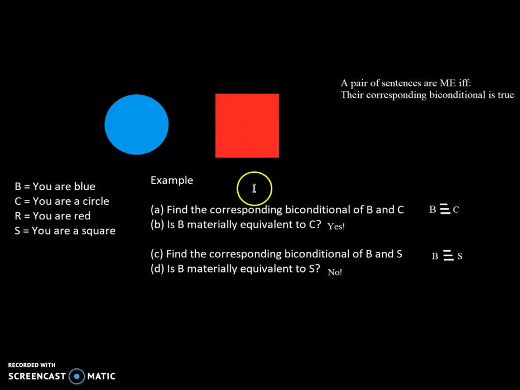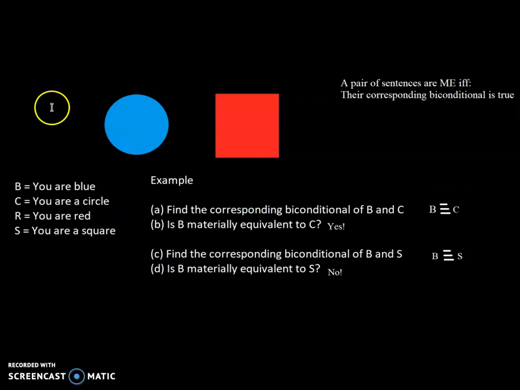They're materially equivalent, okay? So the corresponding biconditional of B and C, of these two propositions, is B if and only if C, right? And that just says if you are blue, then you're a circle, and if you're a circle, then you're blue, the left to right and the right to left directions. And notice that with respect to this very narrowly circumscribed world, that's true, right? If you're blue, then you're a circle, and if you're a circle, then you're blue.